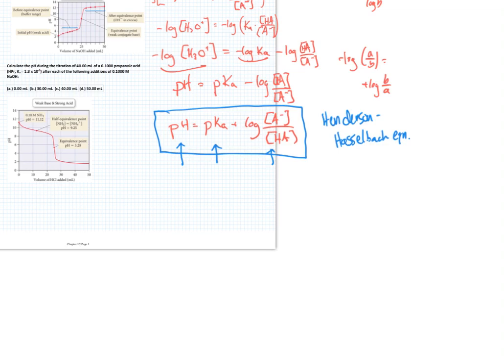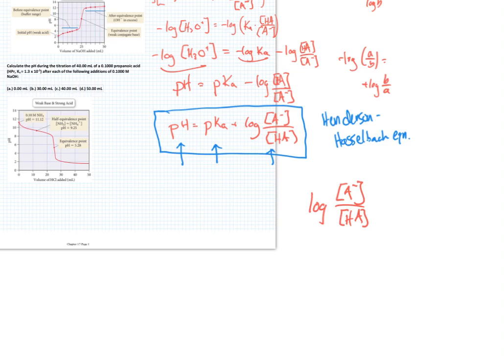Couple of other things to note, which your professor may not have noted. Look at this second term here. This ratio term is what determines how the pH varies. And if you notice, it's a concentration of the conjugate base divided by its conjugate acid.